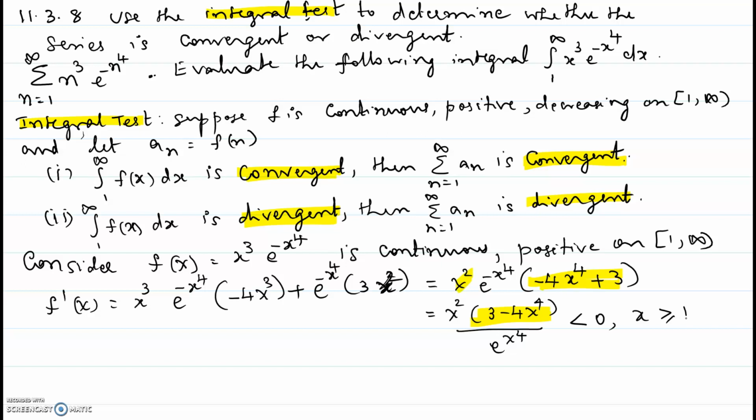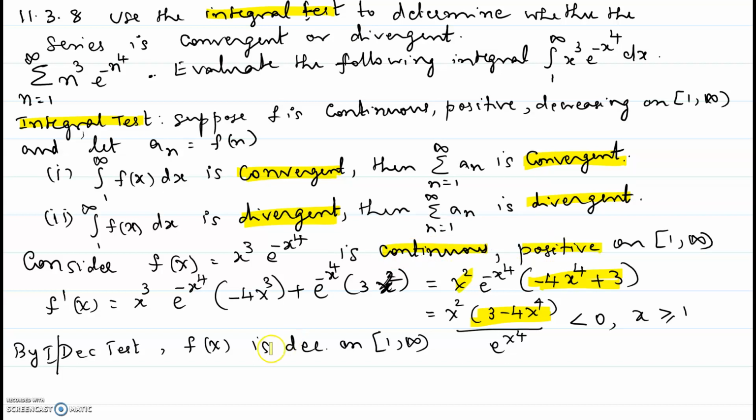So that shows that if the derivative of a function is smaller than 0 on the interval 1 through infinity, then the function is decreasing. This is by the decreasing test. So by the decreasing test, we can conclude f of x is decreasing on 1 through infinity. We have already stated that it is continuous and positive.